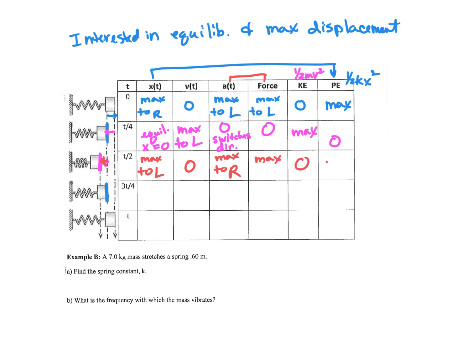Now, what happens next? Now we know this thing has moved from max displacement back towards equilibrium, which means this is now at equilibrium. It's back at x equals 0 again. That means its velocity is at a max, only this time it's moving to the right, which means that its force is a max, but it is in the opposite direction, to the left.